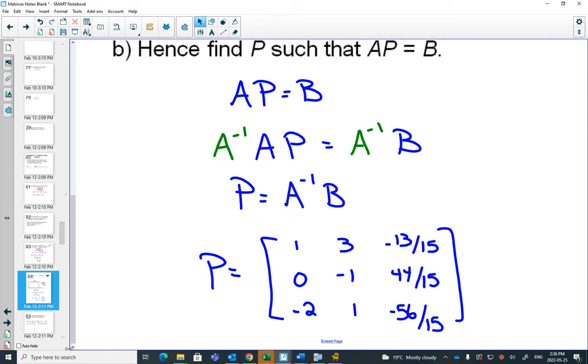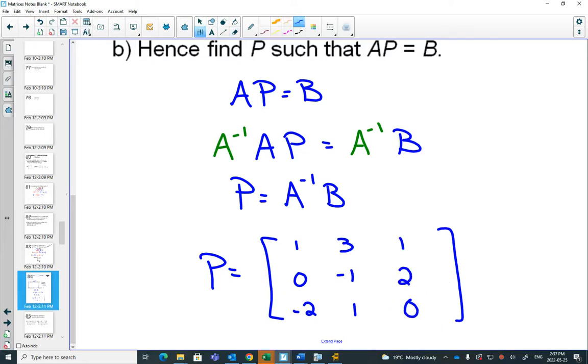Oh, you got a different number? So what should it be? Oh, is it completely different everywhere? Okay. 1, 2, and 0. That is much nicer. Is this what other people got? Look at that. That's a pretty answer. You put A inverse and B and push enter, and then you will get this answer.